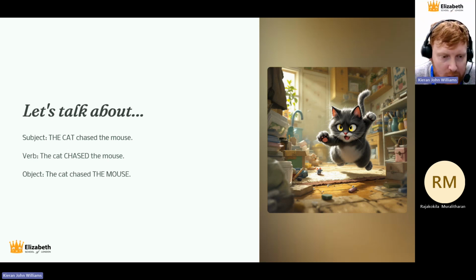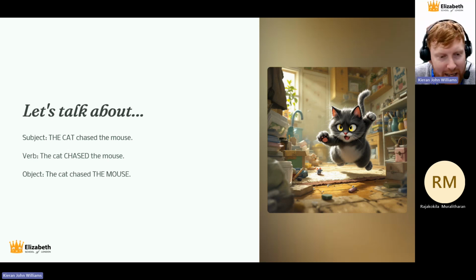If we have a look at the picture on the right, you can see that there is a cat and it is going after this mouse. So we can have the sentence, the cat chased the mouse. But in the sentence, we have 3 different building blocks that we've put together to make a full sentence.